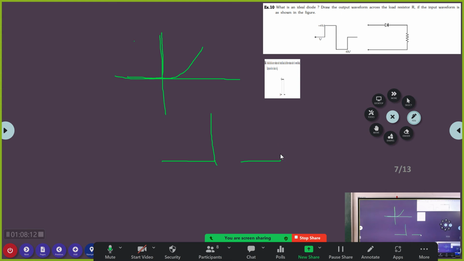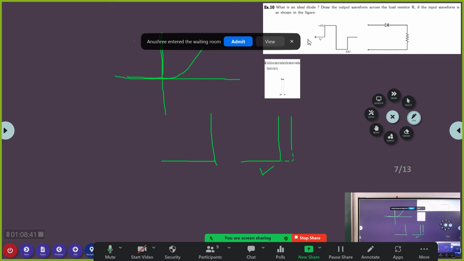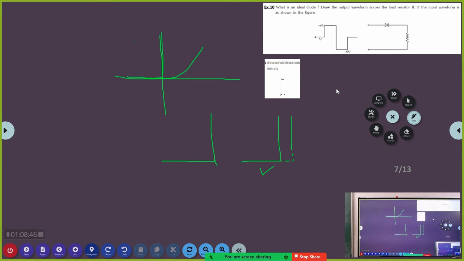There you see, I have taken the cut-in voltage here and I have shown it like this. Well, even the cut-in voltage will be very, very less, almost equal to 0. That is the characteristic of an ideal diode. So an ideal diode is one which has this characteristic. An idealized diode is such that the cut-in voltage is almost 0.